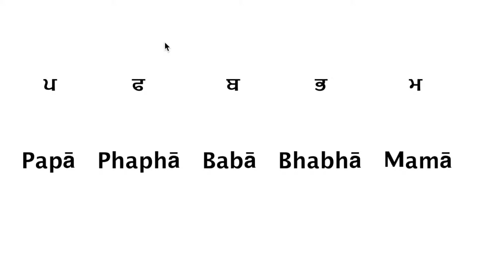Hello viewers, this is the sixth line of the Gurmukhi alphabet for Punjabi and the Sikh Holy Scriptures, and these letters today are known as the labial letters. So these are letters which originate from your lips. So we have a papa, papa, baba, baba, and mama.